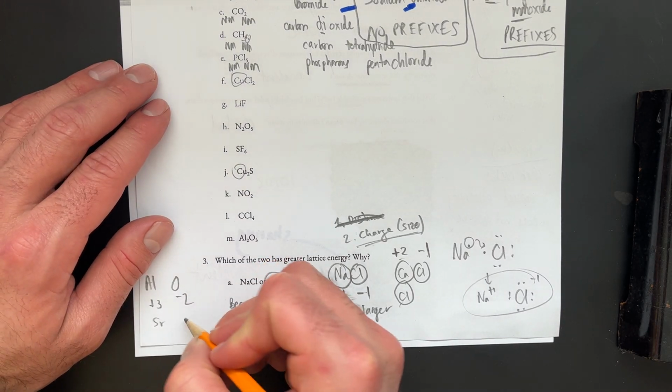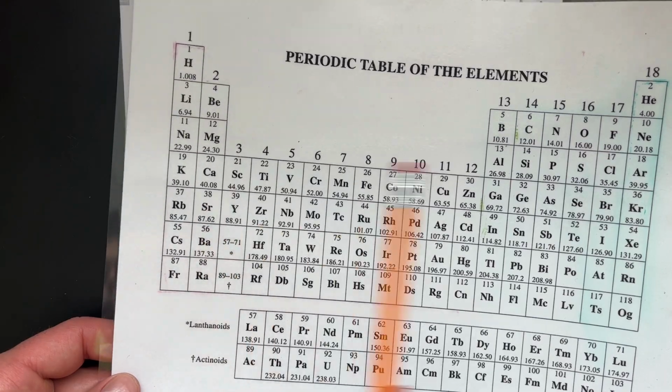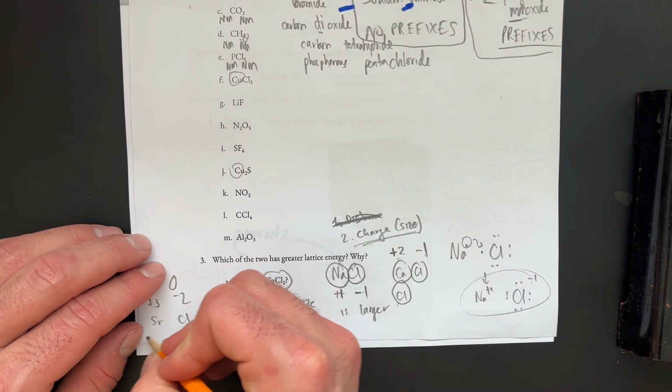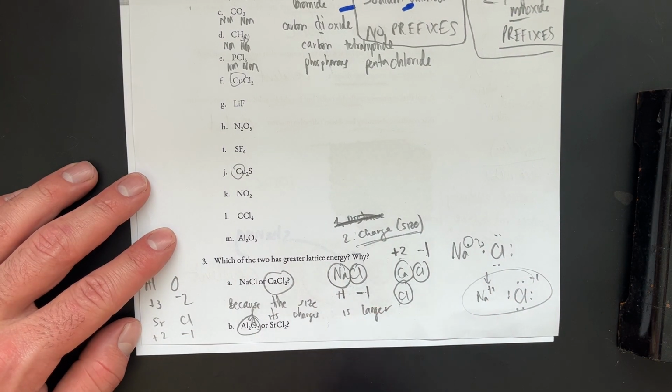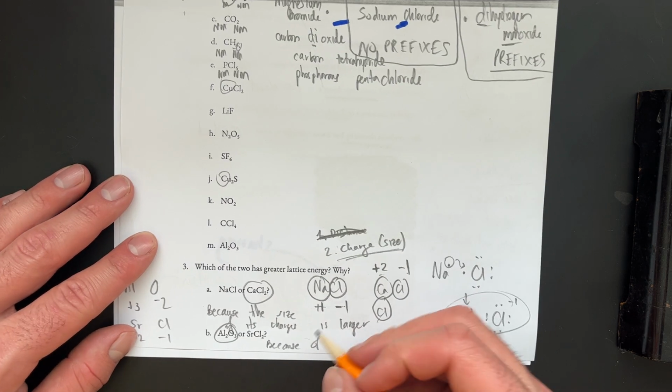And then SrCl. Sr is going to want to lose 2. So +2. Cl is -1 again. And so what we can see is always going to be this, again, because the size of this charge is larger.